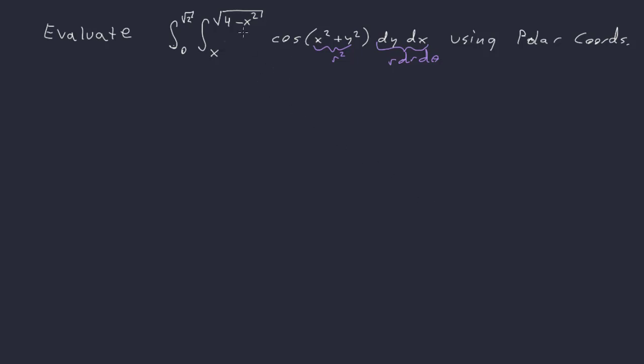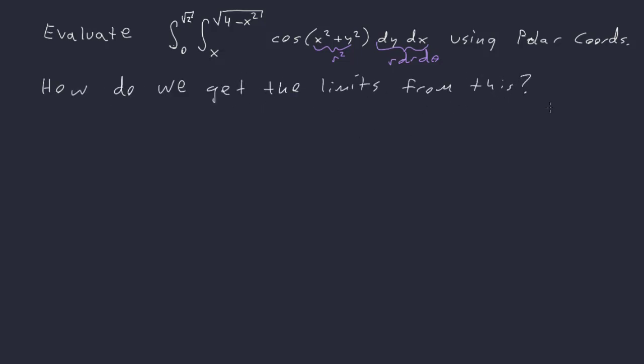But to get that, we're going to have to change the limit. So we've already changed what's going on in here, right? The integral is going to be cosine of r squared, r dr d theta. Okay, so what we really need to focus on is this, right? The limits. So how do we get the limits from this?